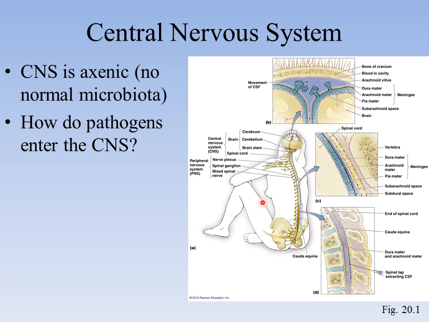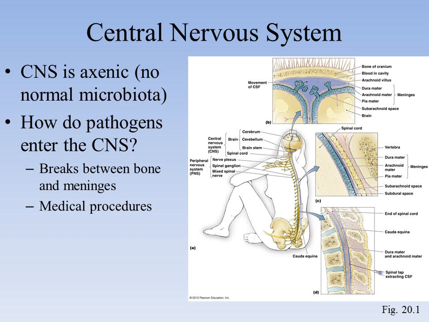So if you look here, our central nervous system consists of our brain and the spinal cord, and it is very well protected. There is what's known as the CSF, or cerebrospinal fluid, that is present in the central nervous system and is kept away from the blood and the rest of the body. So we have what's known as the blood-brain barrier. So how do pathogens enter the central nervous system? One way is through breaks between the bone and the meninges. So here's our meninges, and here's the bone. Normally this is very secure, with no breaks, but if some sort of an injury occurs and you have breaks, that could lead to pathogens getting into the CNS that way. Also, medical procedures are a possibility.